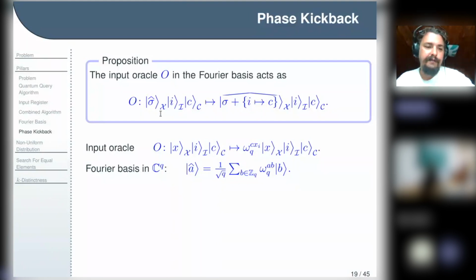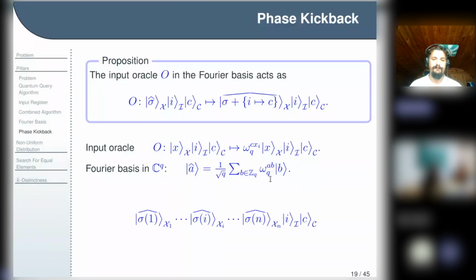This is a very simple thing, but I think I will give a proof. It's like a one-line proof that will take me three slides. If you want to really remember anything from this talk, I think this is the most important thing. It's a very short and neat argument. So this is the statement from previously, how the input oracle works. Here I'm using that the input oracle works in the phase, so it multiplies by this phase omega_q to the power of c xi. And this is a statement of what the Fourier basis is in C^q.